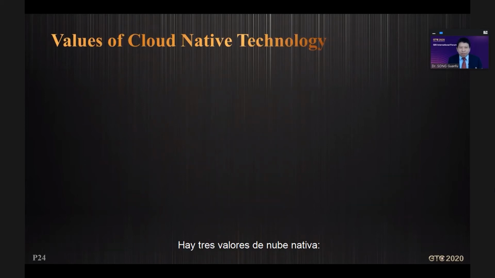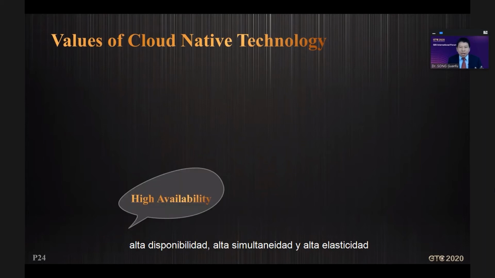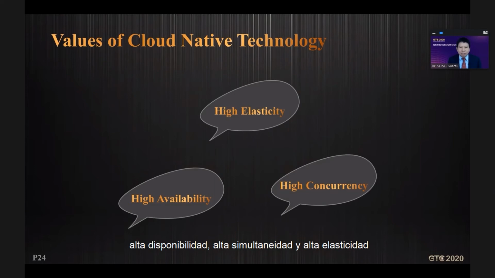There are three values of cloud native: high availability, high concurrency, and high elasticity. High availability means that when our module crashes, the entire system will not stop working.